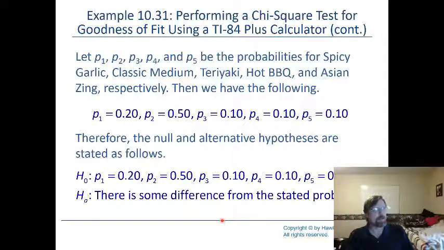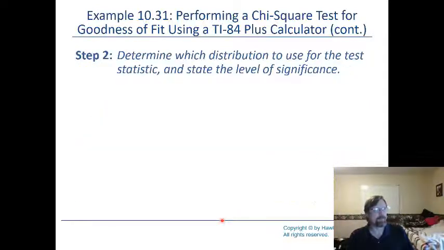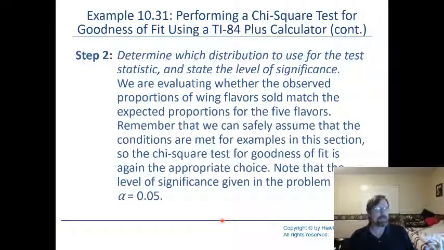Okay, so since we're seeing whether things match the expected values, and we're assuming for this section that we meet all the requirements, we're going to use the chi-squared test. Level of significance given was 0.05.